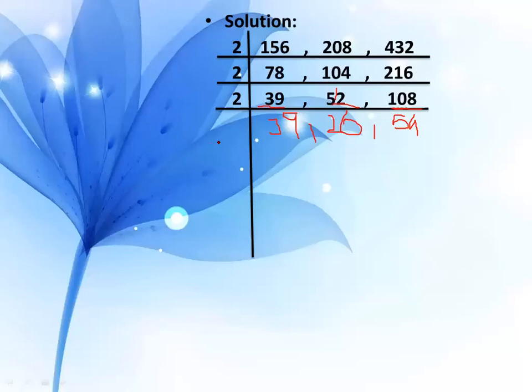Now what you will do here, again you have 26 and 54. So you will take 2 again, and 39 will be copied as it is. Then divide this 26 by 2. So 2 into 1 is 2, and 2 into 3 is 6. Here it will become 2 into 2 is 4, and 1 here as a remainder. This will become 14, and 2 into 7 will be 14. So my dear students, here you have 39, 13 and 27.